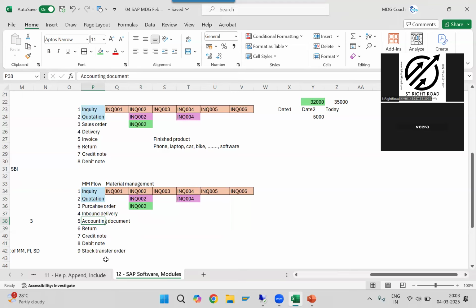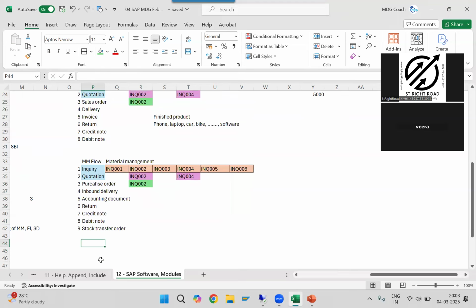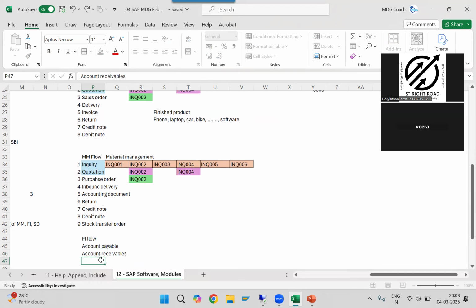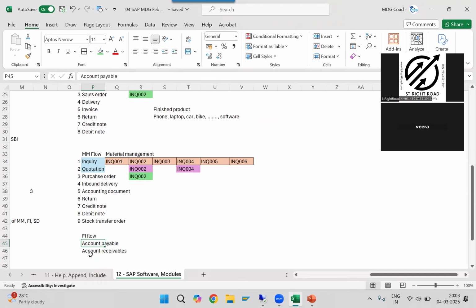Okay. Now, similarly for the finance module. So this is very high level, I am saying. Finance flow. Here we have mostly accounts payable, accounts receivable. So generally two terminologies are only there. Internally many concepts are there, like accounting posting. So many things are there. Dunning is there. For now it is not required for us.